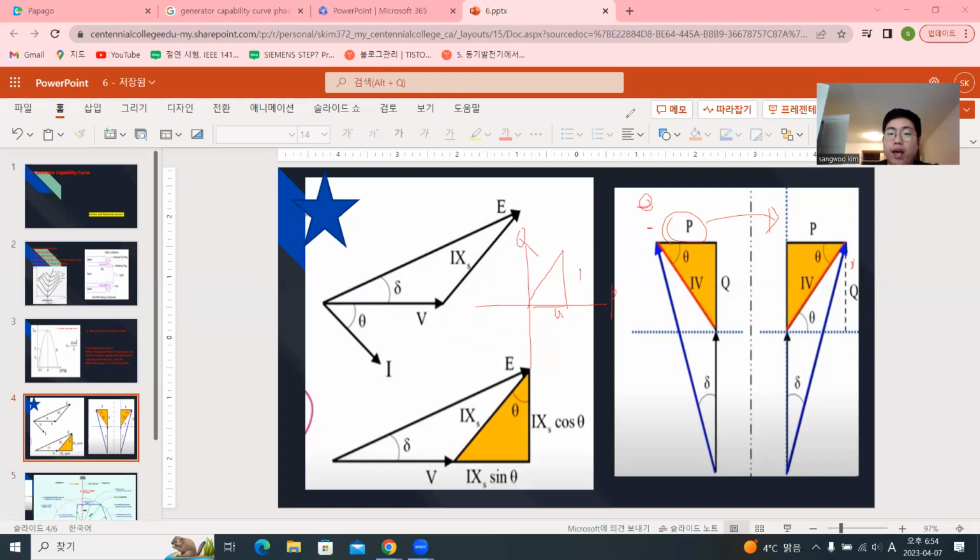And here's one thing I didn't tell you guys. First of all, you may be familiar with this equation: E equals 4.44 N f phi f.